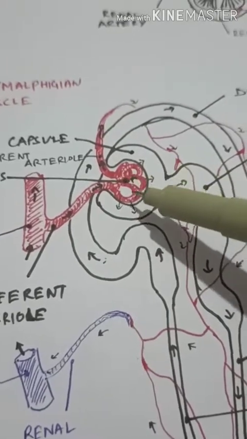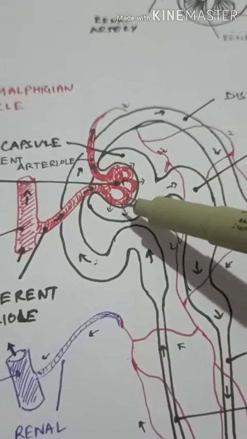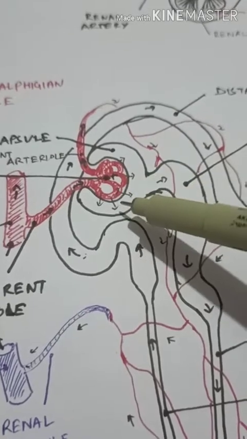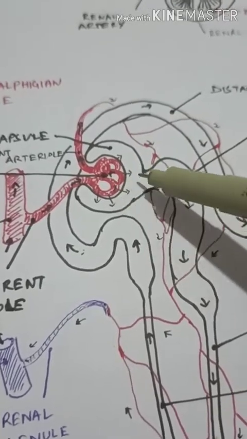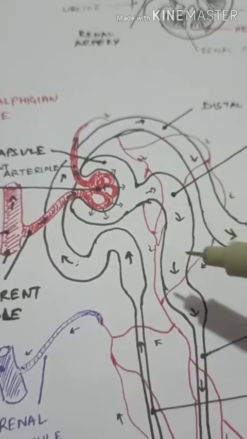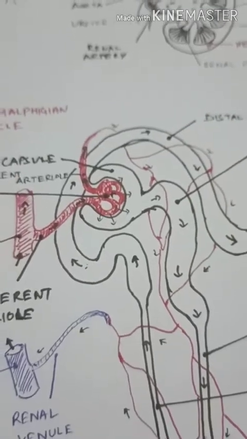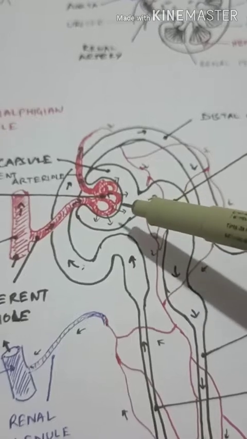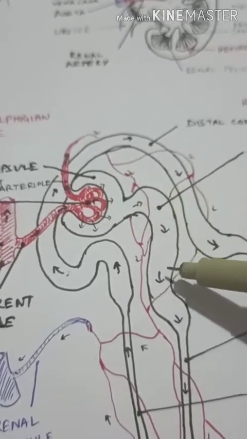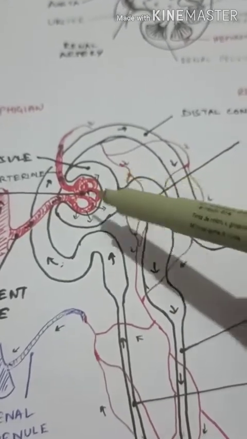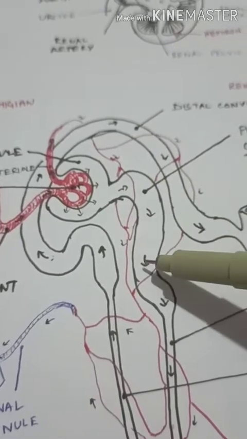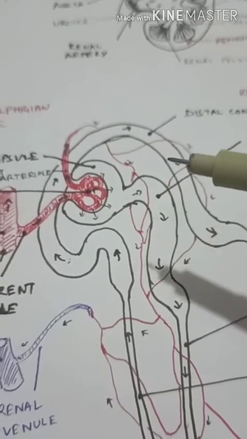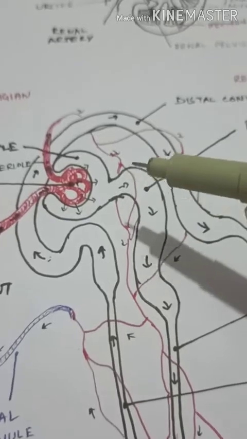And once it goes through that area, the very first step that takes place, which is the main filtration process, is what is known as ultrafiltration, the step of ultrafiltration. And after the ultrafiltration is all done, the waste material goes from the Bowman's capsule into the proximal convoluted tubule. But right there something more actually happens.